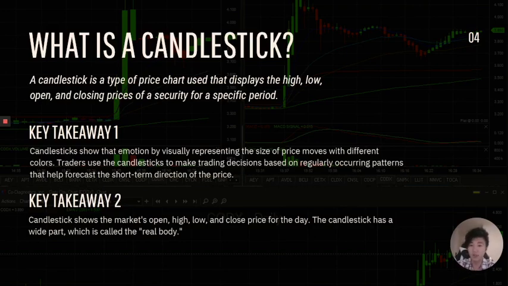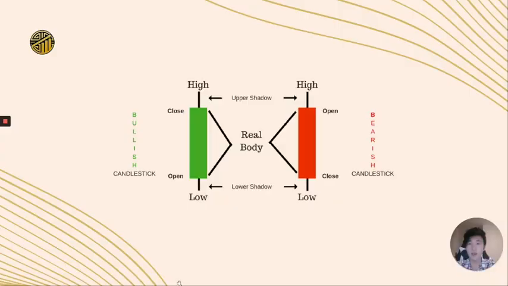Key takeaway number 2. Candlesticks show the market's open, the high, the low, and close price for the day. Now, the candlestick has a wide part, which is called the real body, okay? All right, so let's go ahead and take a look at our next picture here. I want to show you guys a visualization of our candlesticks. We got the green candlesticks and the red. Like I said, this is the bullish green candlestick, right? This is the buying candlestick, right? The buyers, and then the sellers, the red bearish candlesticks.